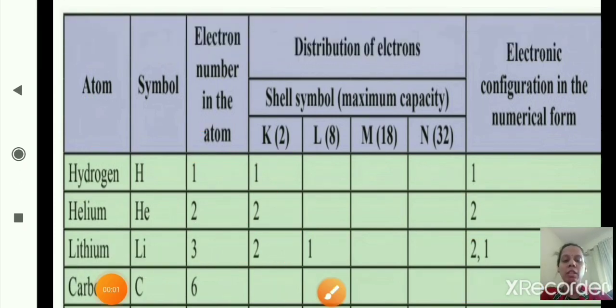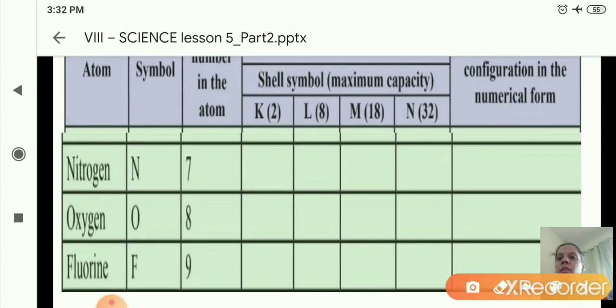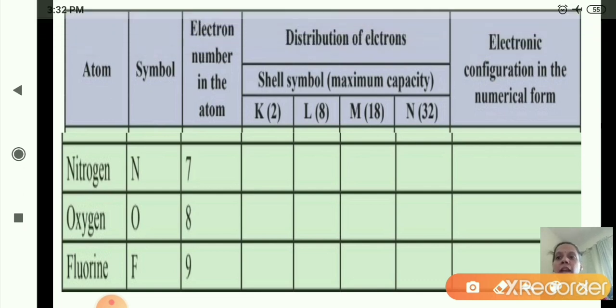Now we will move to the next. Again atoms are given, symbols are given, and the number of electrons present in the atom is given here. We will distribute the electrons, and we will write down the electronic configuration in the numerical form. So let's start now. First one, here it is given nitrogen.